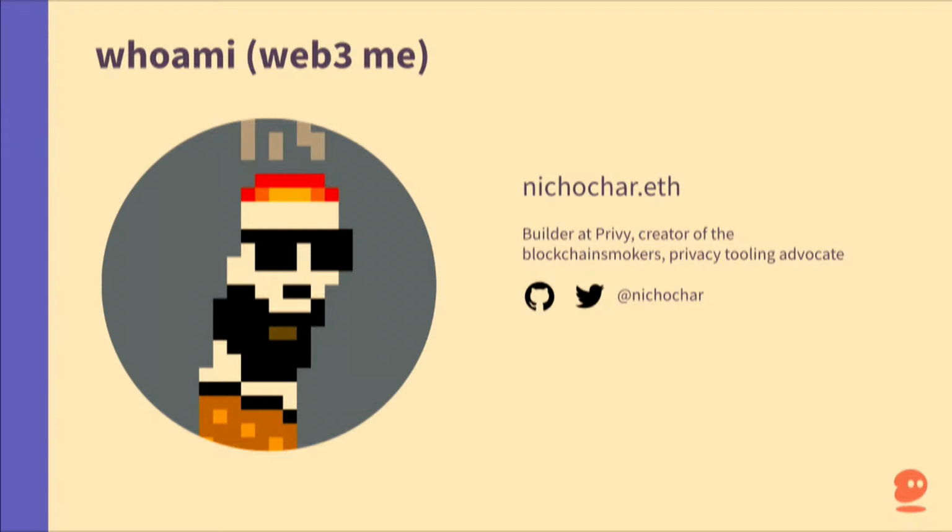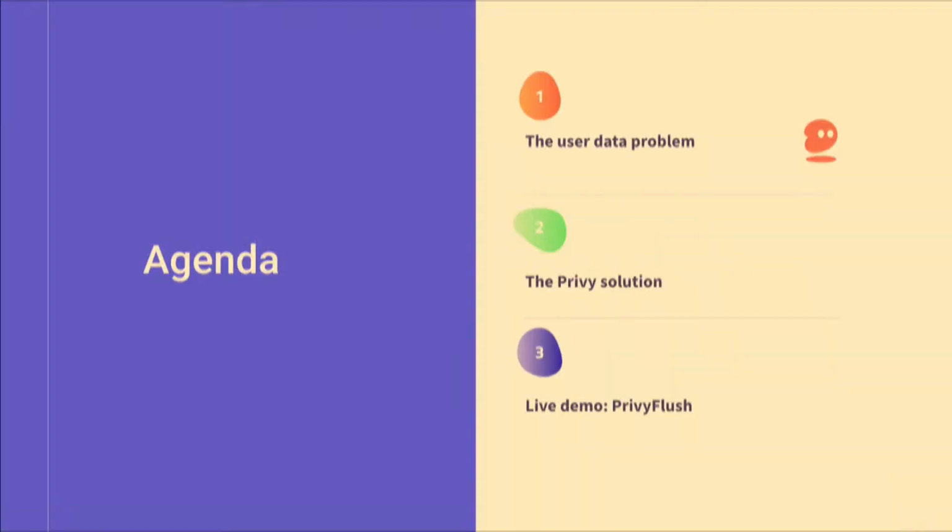And that just led me down a whole rabbit hole where I got really excited about all this tech, learning Solidity, all the info that was missing and that was there, all the potential. And so what that has led to is a career change. And now I'm a builder at Privy, which I'm going to talk to you about today. I'm the creator of the Blockchain Smokers. So this right here is Blockchain Smoker 1921 of my collection. And I'm a big privacy tooling advocate. And so I'm here today to talk to you about Privy and what it can do to help you with your privacy infrastructure needs.